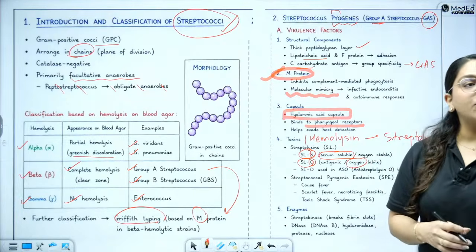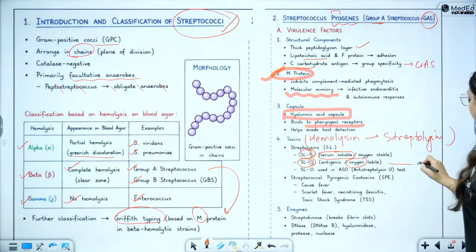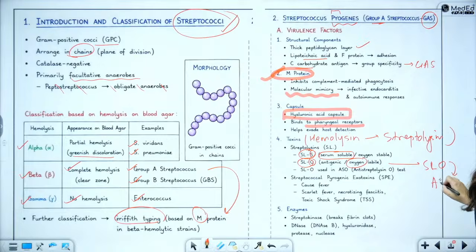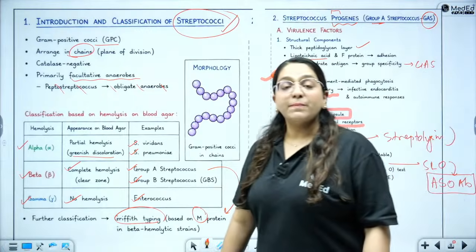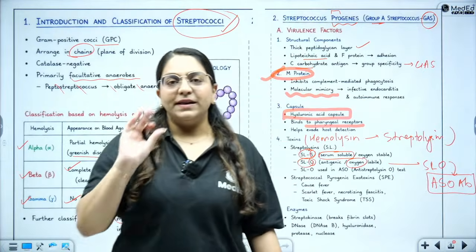Which is the most important antigen out of these? It is streptolysin O, because against this streptolysin O we will detect the anti-streptolysin O antibodies inside the patient if we want to diagnose the post-streptococcal non-suppurative complications, right?